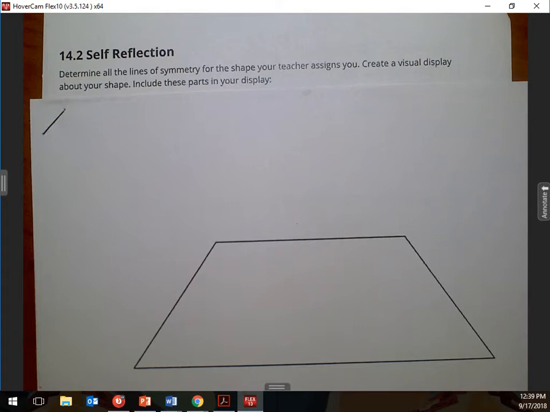Basically what I think we do with the square, because the square has 4 lines of symmetry. So you put in the 4 lines of symmetry, it is a rectangle that is square.